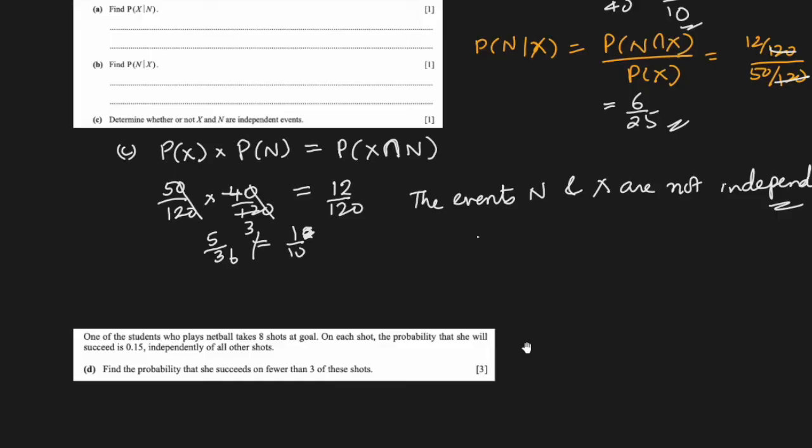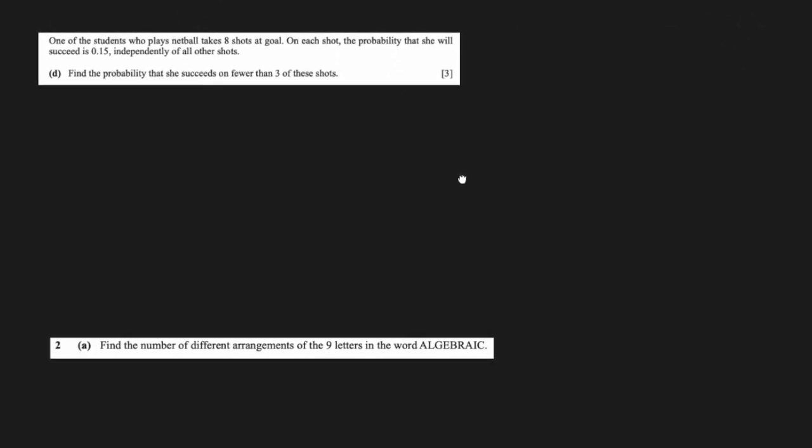Moving on to the D part. The D part says one of the students who plays netball takes 8 shots at a goal. On each shot, the probability that she will succeed is given to us: 0.15. So the probability of success is 0.15. That means the probability of failure, which is Q, will be 1 minus 0.15, which becomes 0.85.